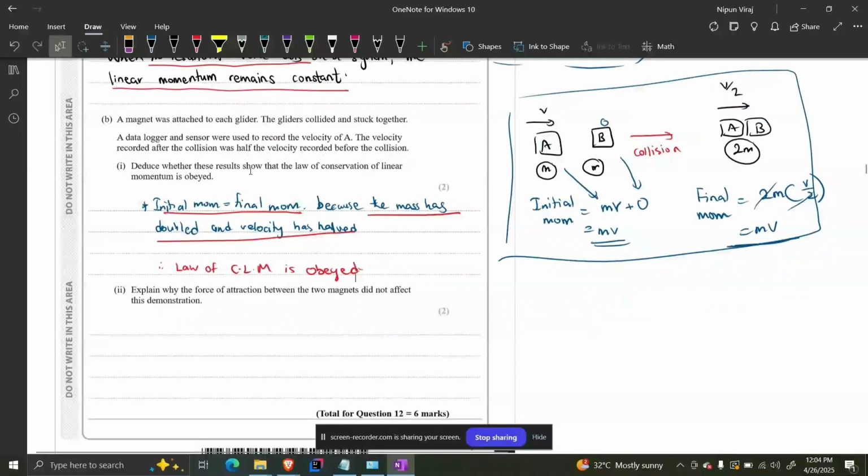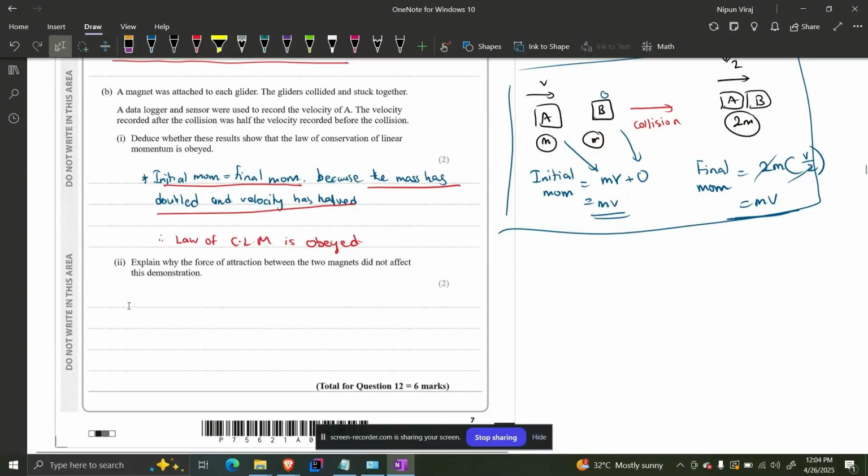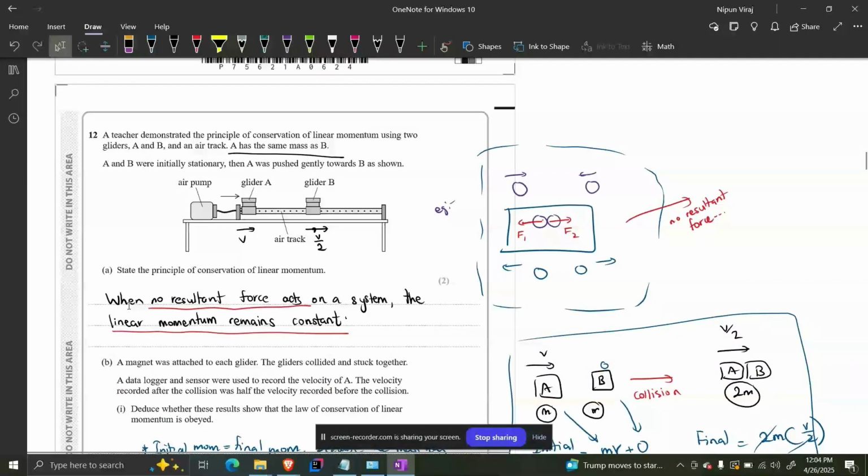Second part, B. Explain why the force of attraction between the two magnets did not affect the demonstration. That is an important question. That's what I told initially in this collision. When two balls collide with each other, there is a reaction force. There is an action reaction pair acting on both balls, and since this is an action reaction pair, they are equal in magnitude.